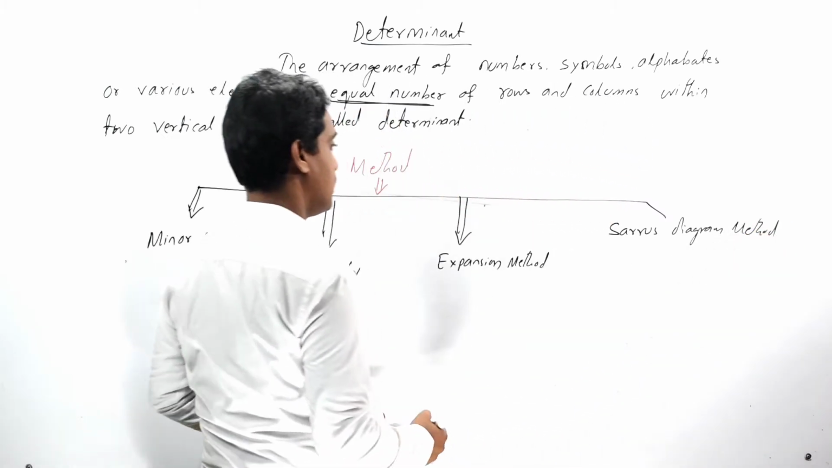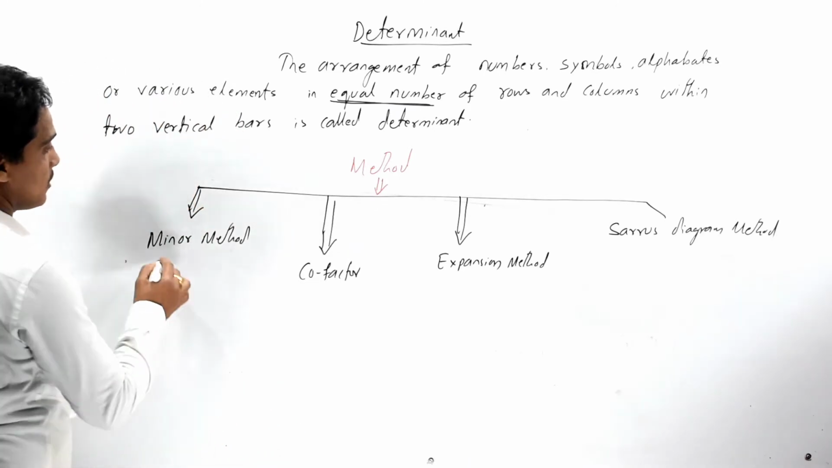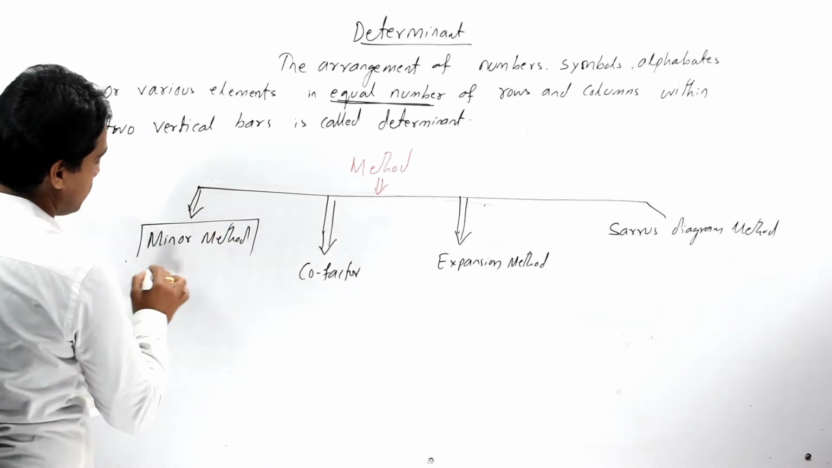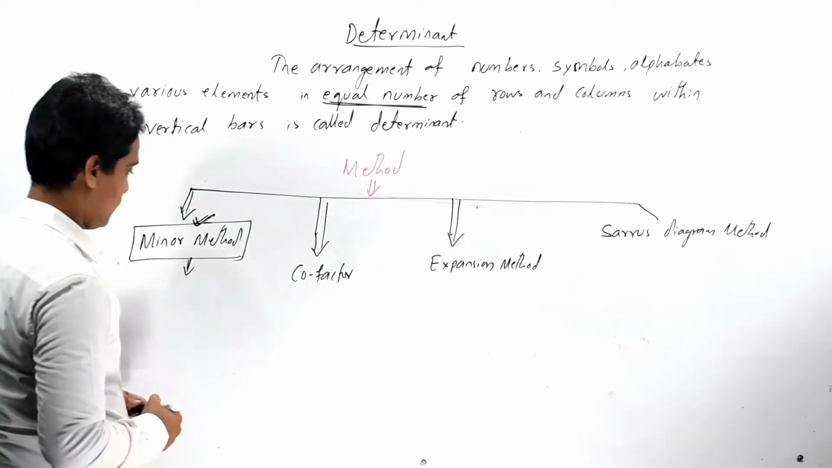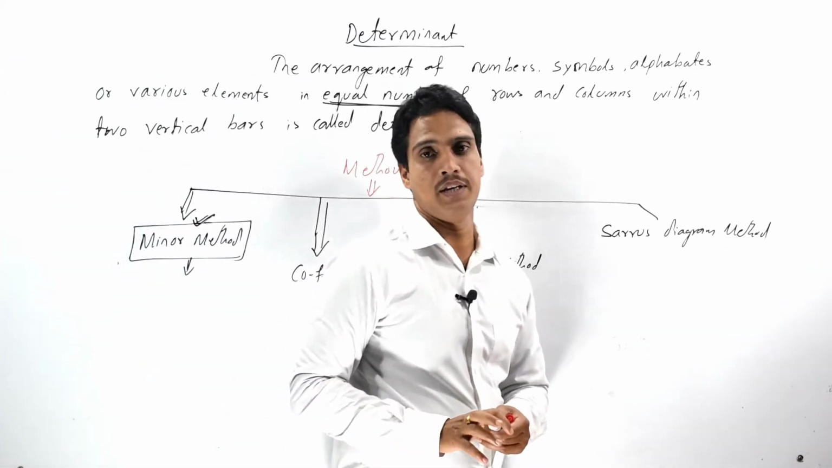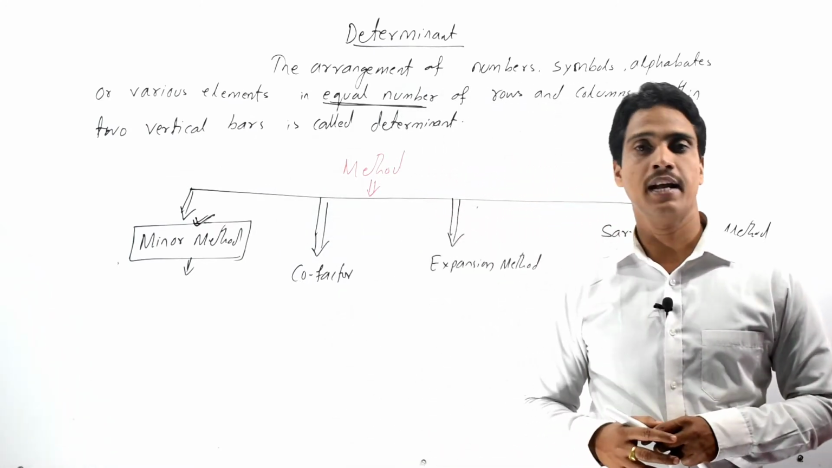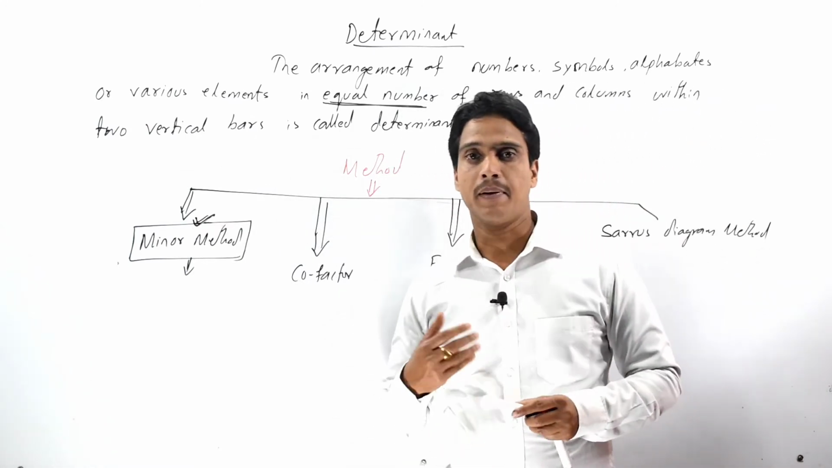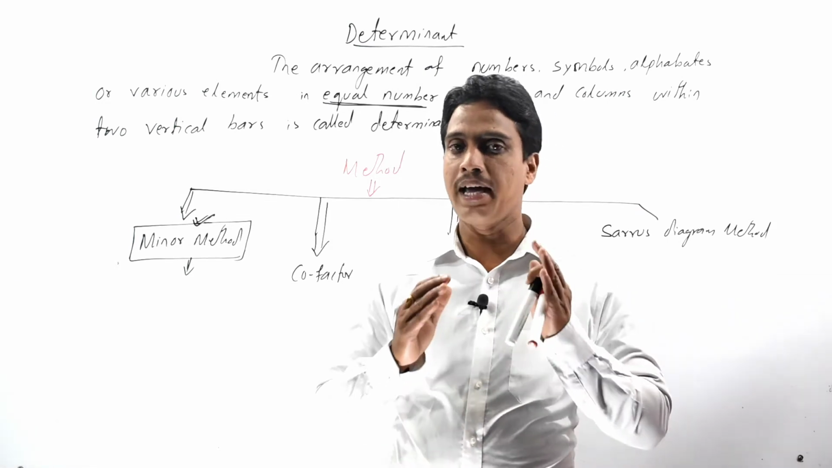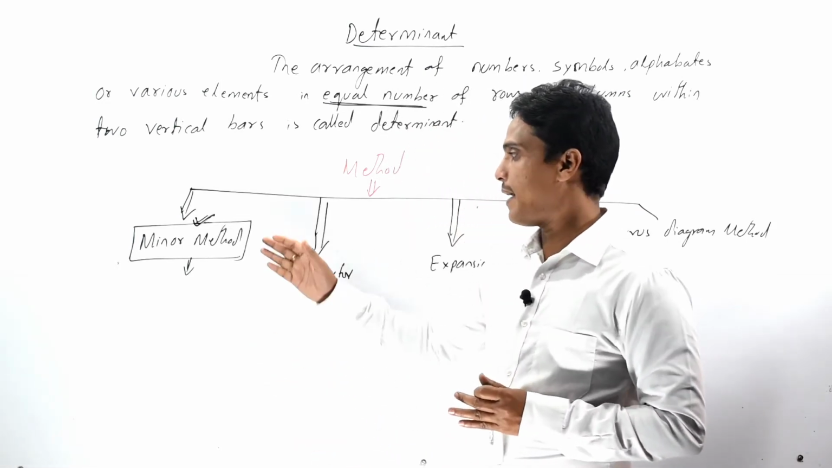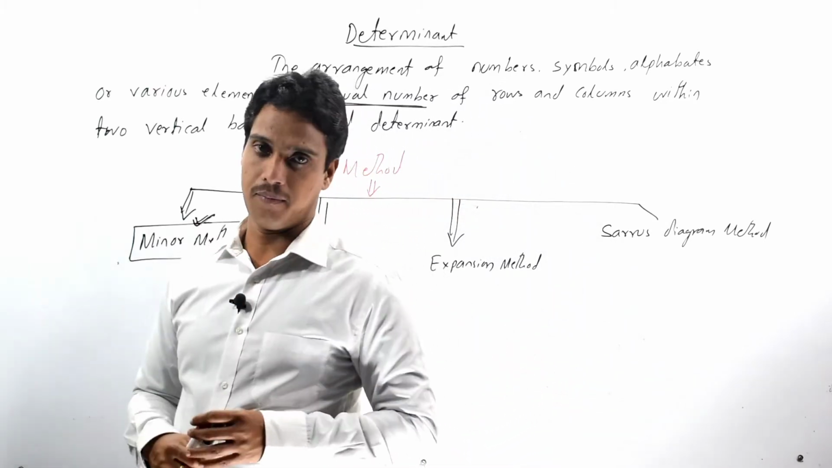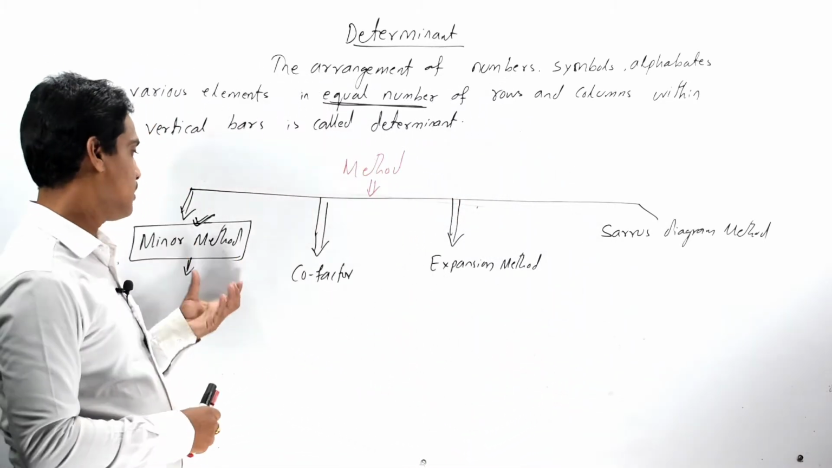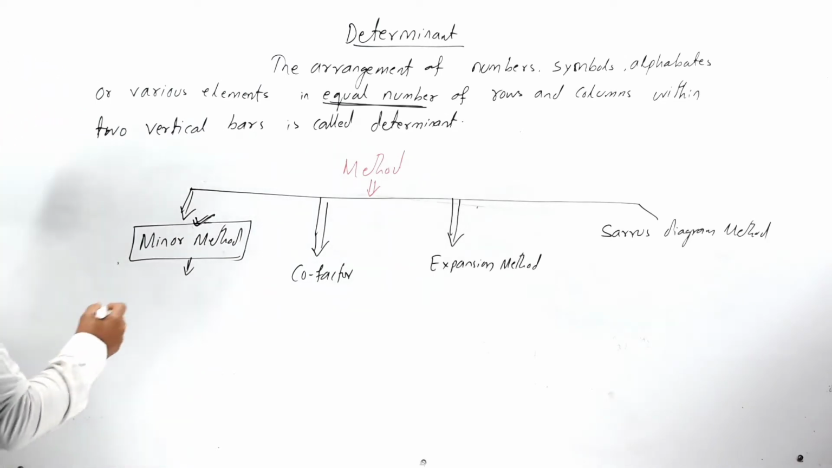Now we should discuss the different methods one by one. First, our minor method: the method in which the determinant value can be found by using the minors of the elements of any row or column is called the minor method.